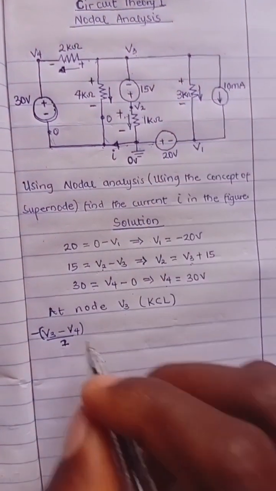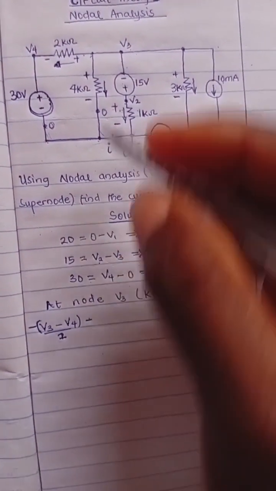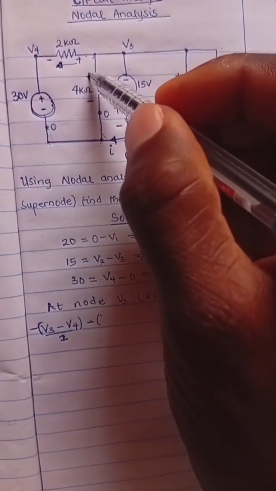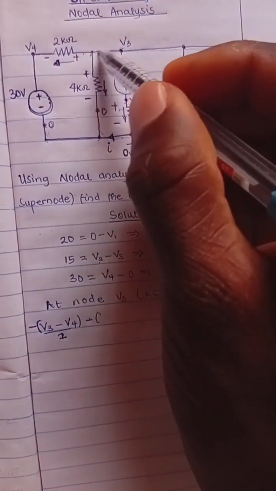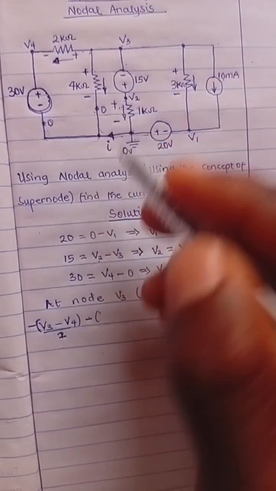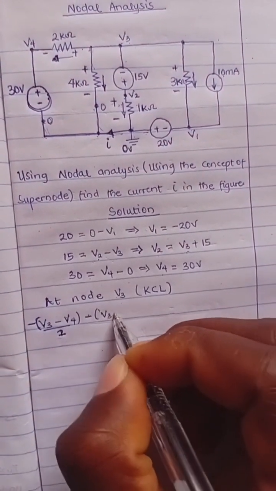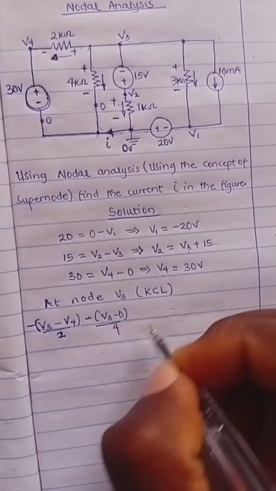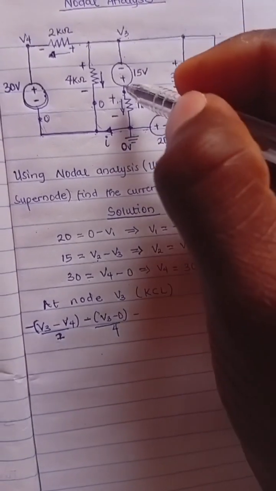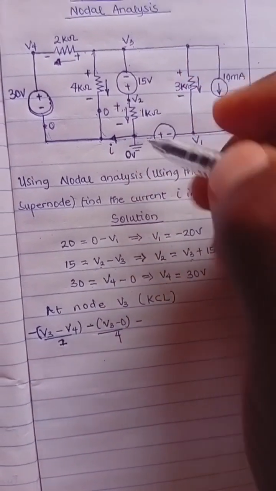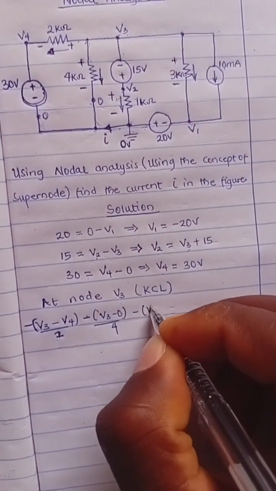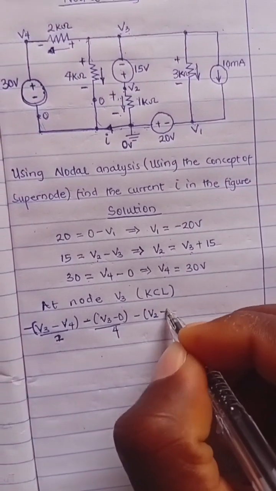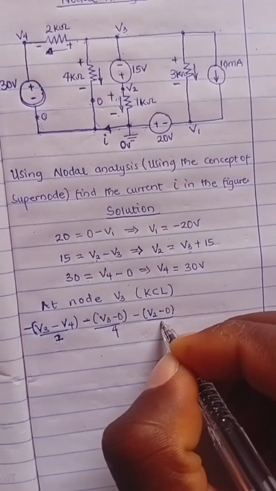How about this current? This current is also negative because it's leaving the node. What will be the value of that current? It's going to be the voltage at the positive, which is V3, minus the voltage at the negative, which is 0, divided by 4 kilo ohms. Then minus, how about this current here? That current is going to be V2, the voltage at the positive, minus the voltage at the negative, which is V2 minus 0, divided by 1.